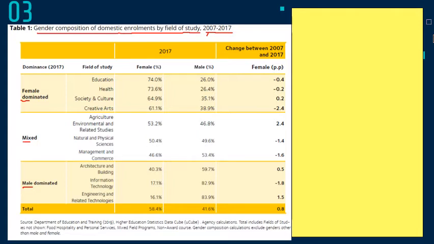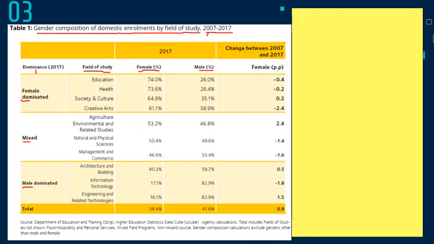So already I'm looking at the data, trying to make sense of it. I've got these headings here. This is whether it's male or female dominant, called dominance in 2017. This is the name of the course or field of study. This is the percentage of females in the course and percentage of males. And this one here is the most important one. It's the change between 2007 and 2017, and it's by percentage points.